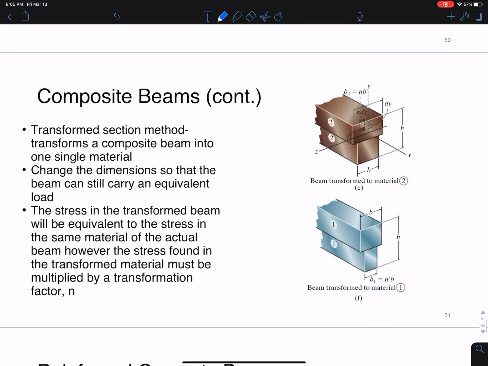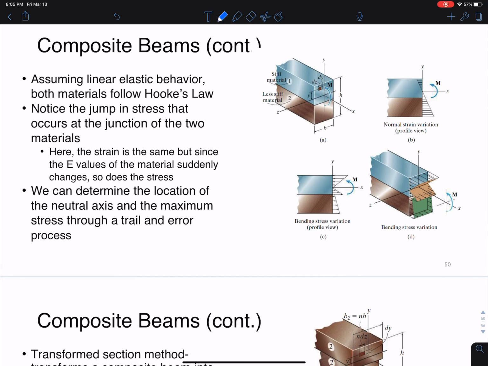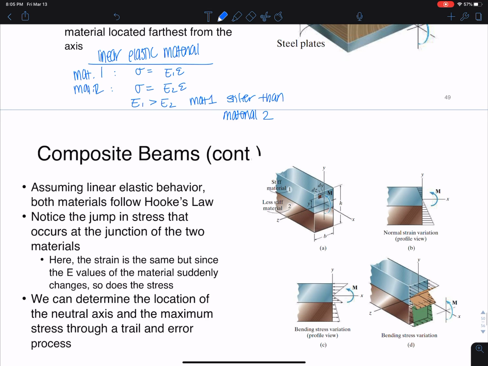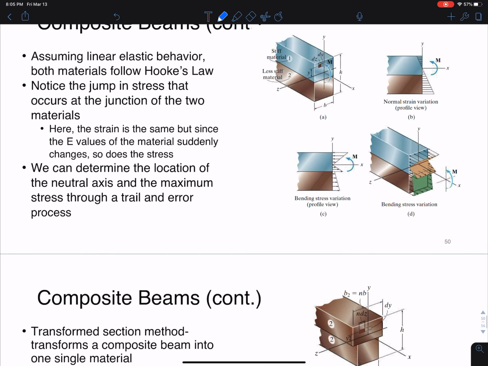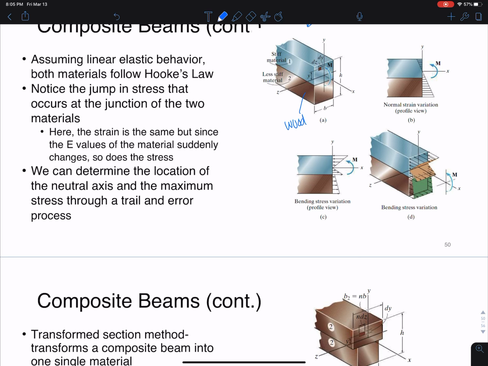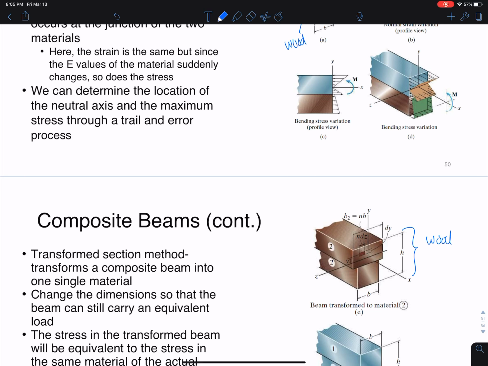What we're going to do is come back here. These figures show two different types of materials, a stiffer material, that's what this corresponds to, and then a less stiff material. And you can see what happens when we transform the sections. If this was, let's say, wood and this was steel, now we have a section that's all wood, but you can see the top part has a larger dimension than the steel plate, because if we replace that steel portion with a wood portion, it would have the same stress and strength if we increase the dimensions of it.